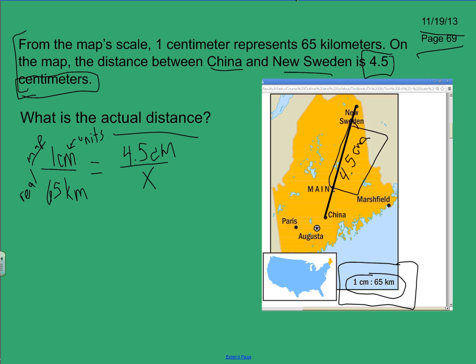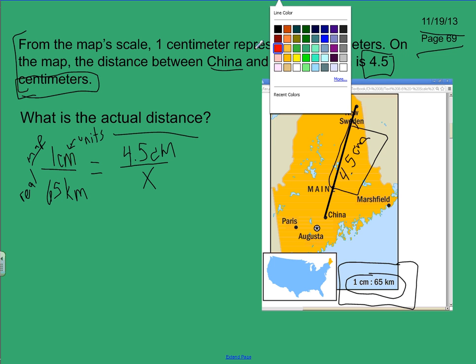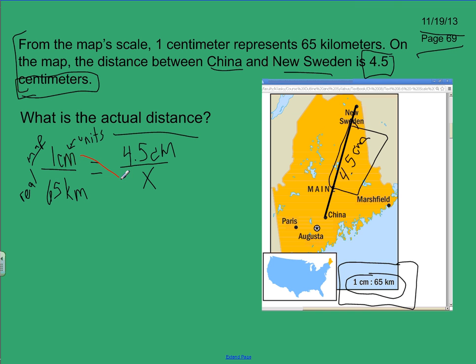Next step that we have to do in this kind of problem is to take our cross products by multiplying. 1 centimeter times x is just 1x, or plain old x. You don't really need the 1. And then 65 times 4.5, which is, hang on, 292.5 kilometers.